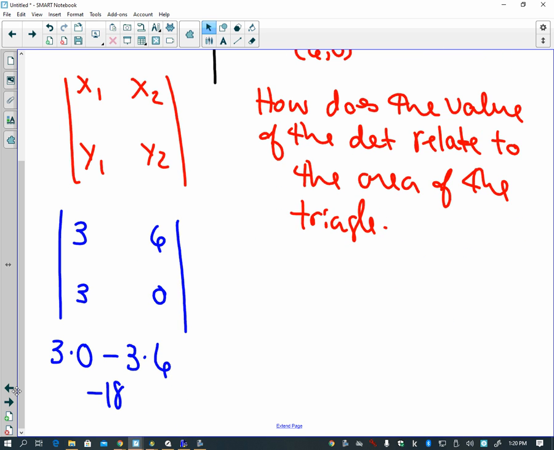Okay, now we got this here, we subtract it. Now, let's consider this as like 18. Is that okay? Okay. So how does the value of the determinant relate to the area of the triangle?